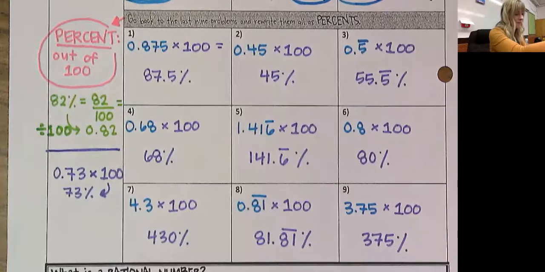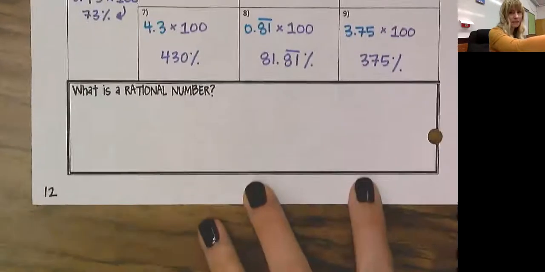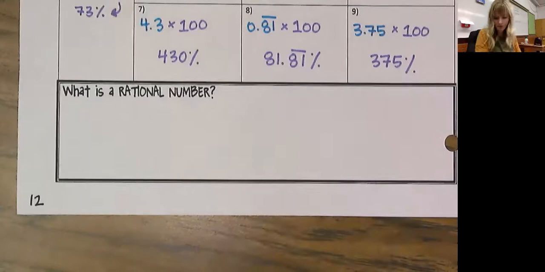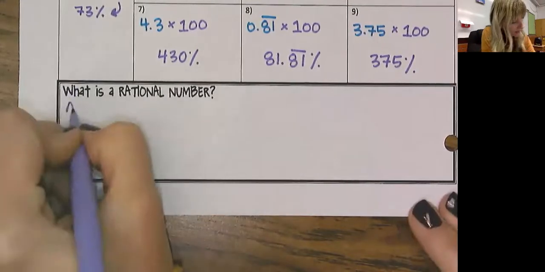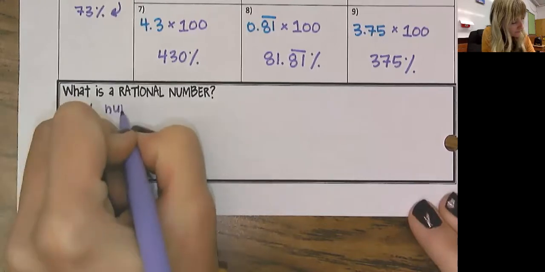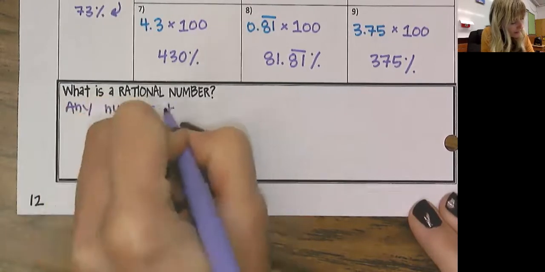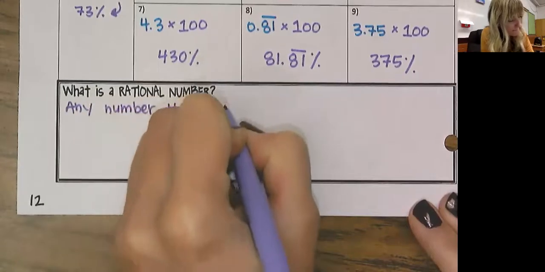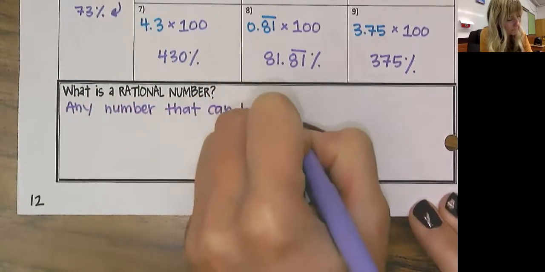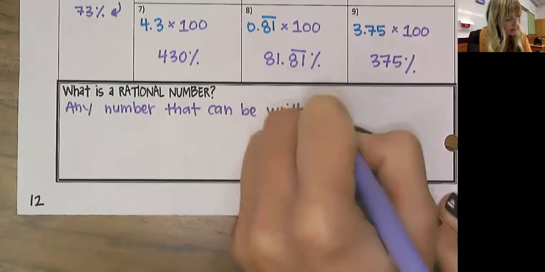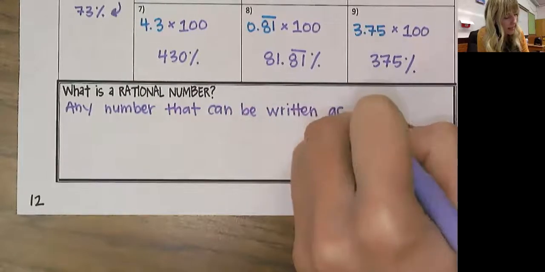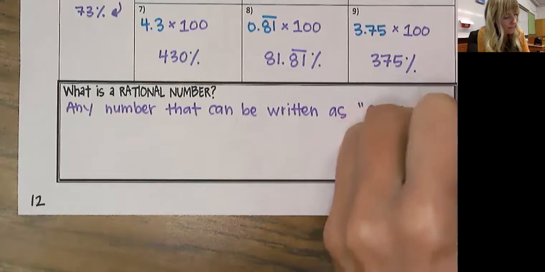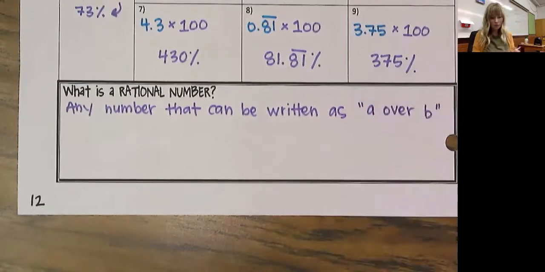So I'm going to move away from it. What is a rational number? Well, truly a rational number is any number that can be written, you ready for this? As A over B. That's the true official definition. We're going to give ourselves a couple notes right now about what that really means to us.